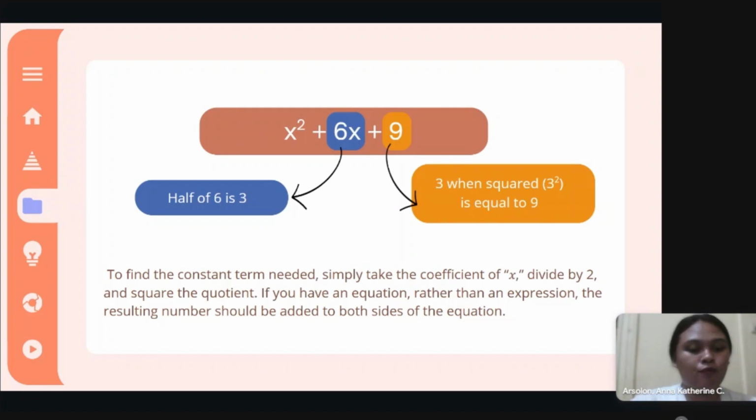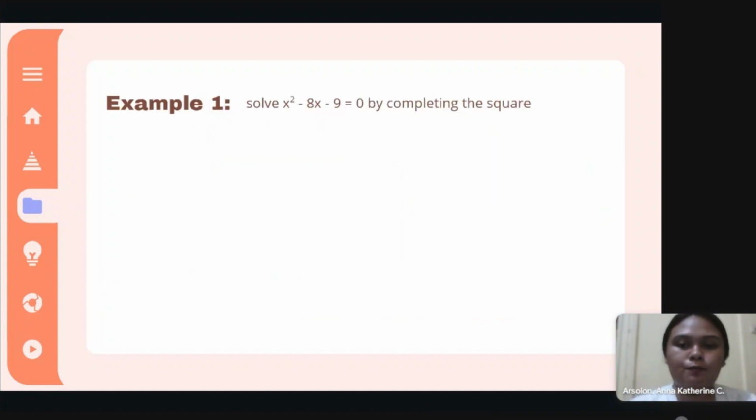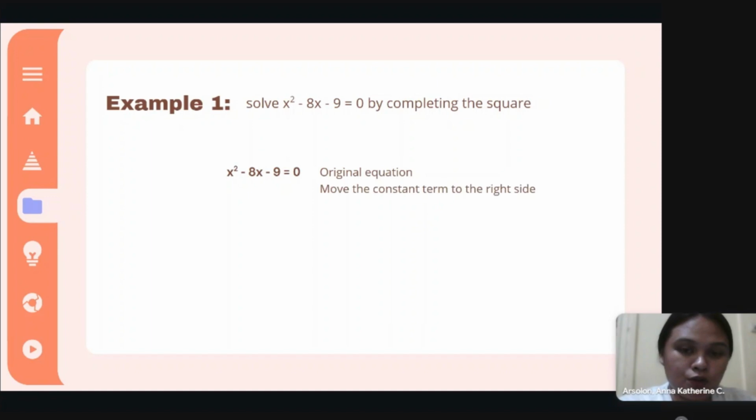Now, if you have an equation rather than an expression, the resulting number should be added to both sides of the equation. Now, let's have here example number 1: x squared minus 8x minus 9 equals 0. Our original equation is x squared minus 8x minus 9 equals 0. Next, we move the constant term to the right side. The constant term is negative 9, so we move it to the right side. So it becomes x squared minus 8x equals 9.